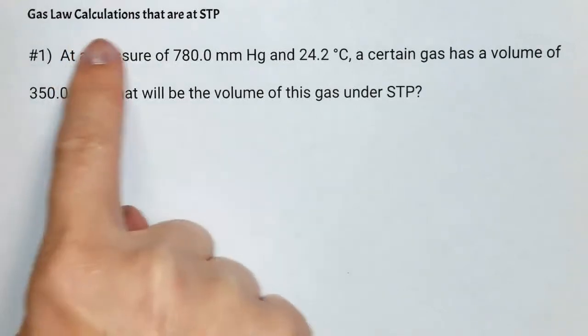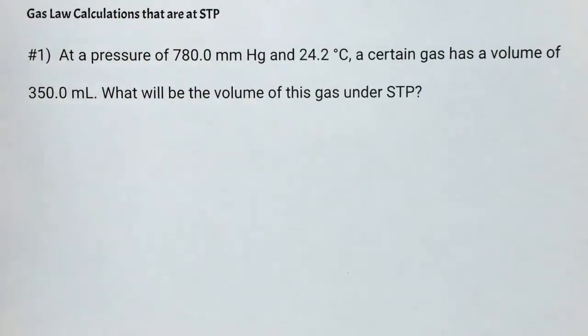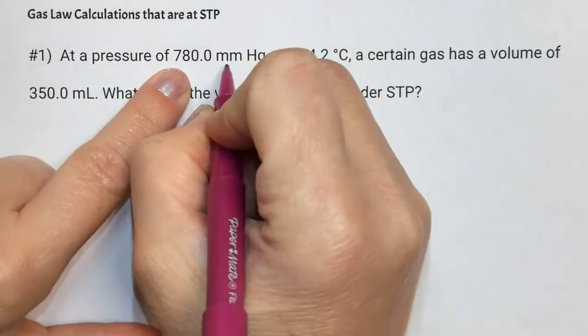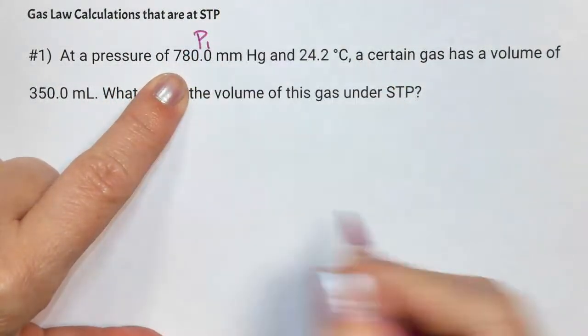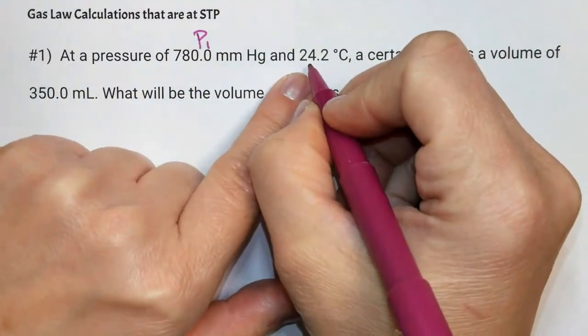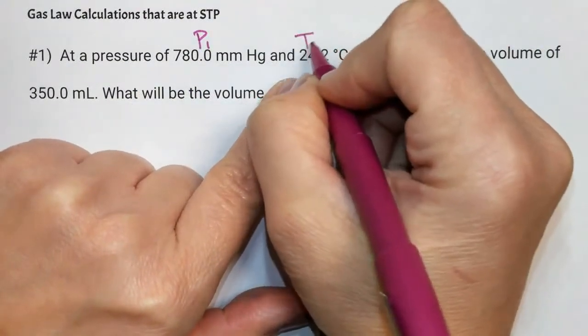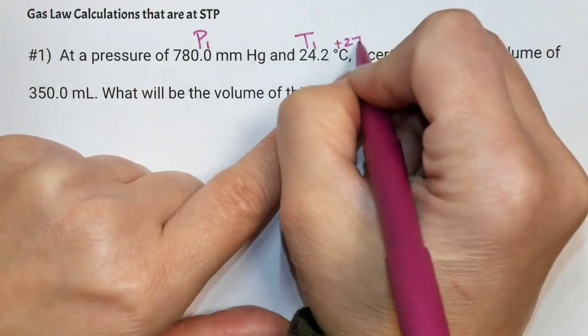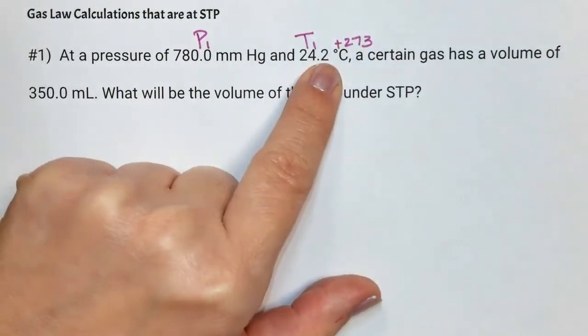This is gas law calculations that are at STP. So if you have a pressure of 780.0 millimeters of mercury, we're going to call that P1. This is our temperature, 24.2 degrees Celsius. That's T1. Don't forget, we want to add plus 273 to turn that into Kelvin.